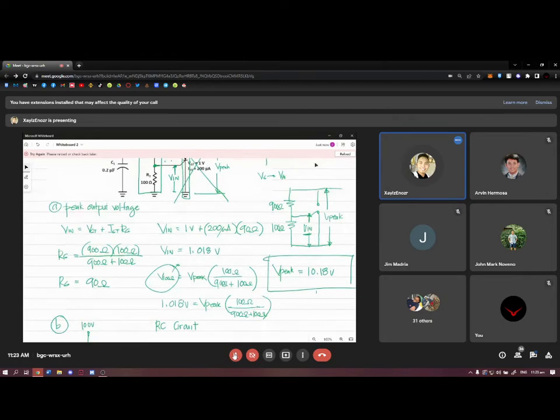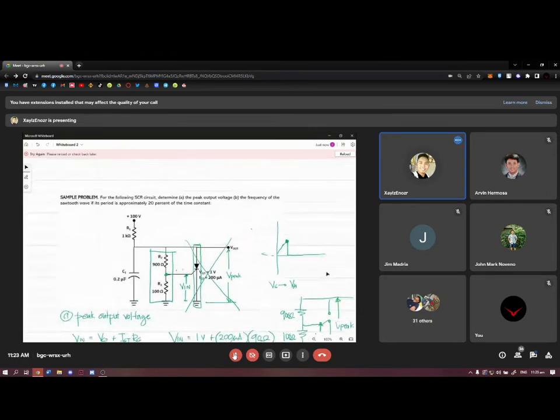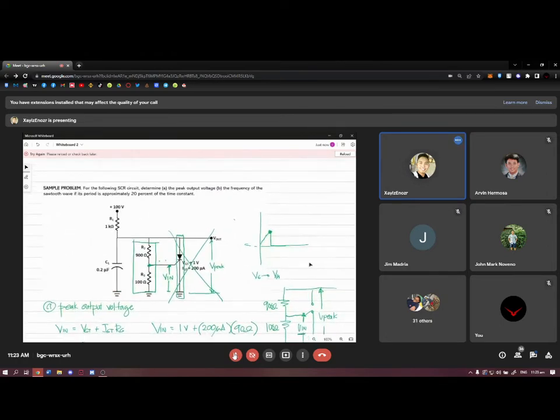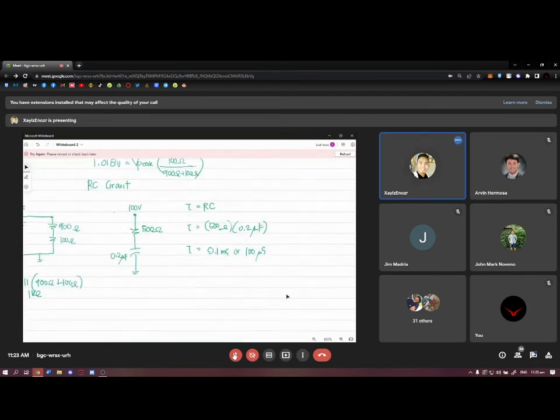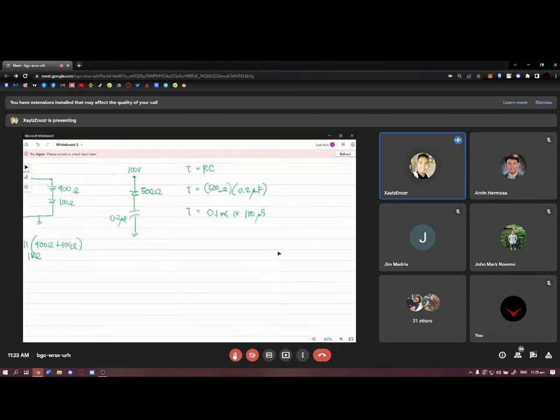Ang hinahanap natin is the frequency of the sawtooth wave if its period is approximately 20% of the time constant. So, ang period ngayon ng ating sawtooth wave is 20% ng 100 microseconds. So therefore, our period is 0.2 times 100. That is 20 microseconds. Yung ating period.